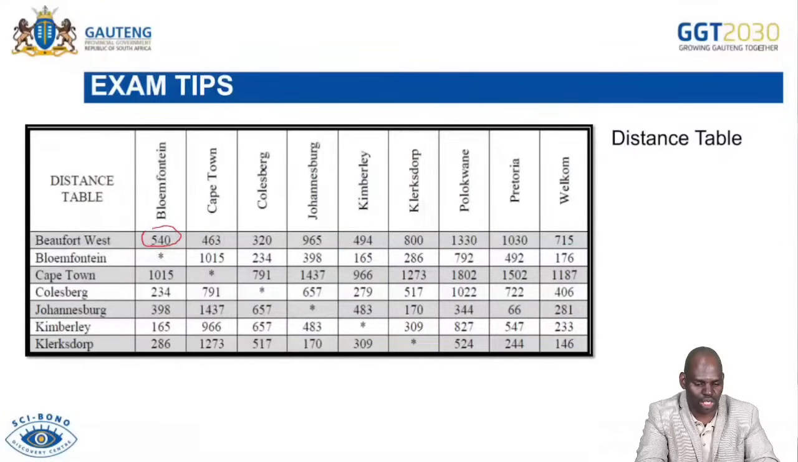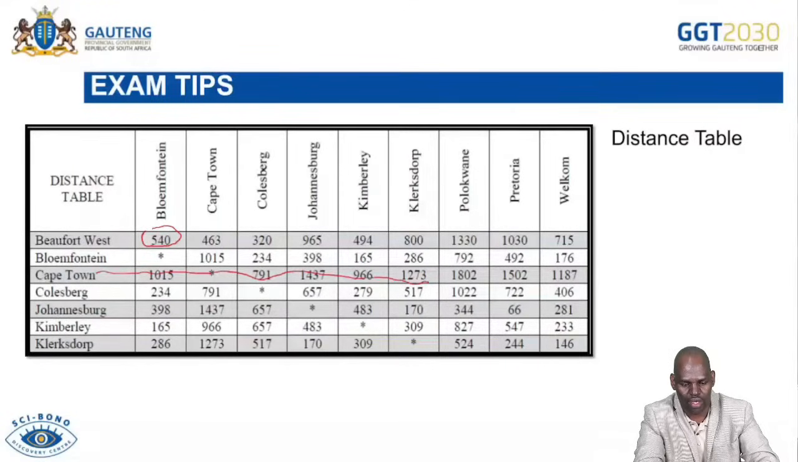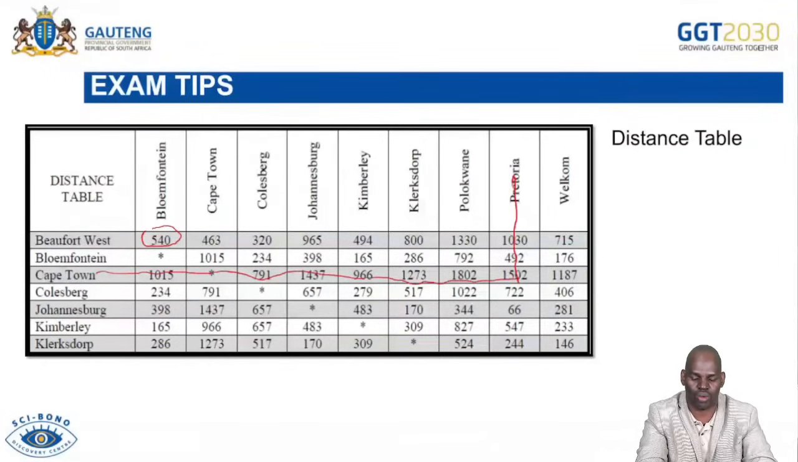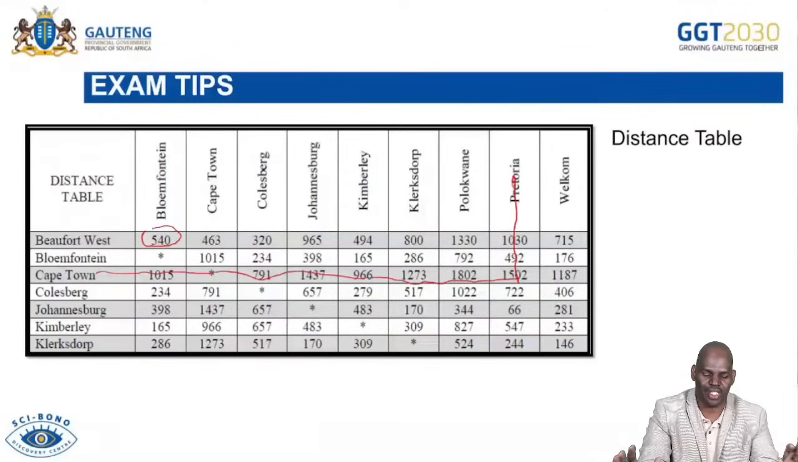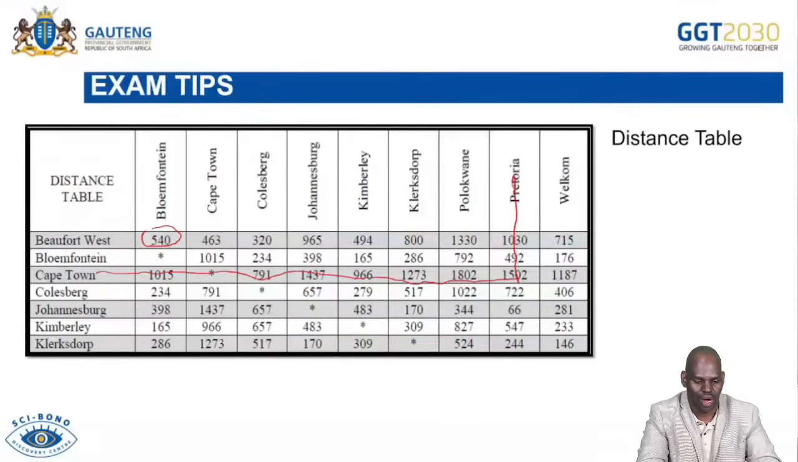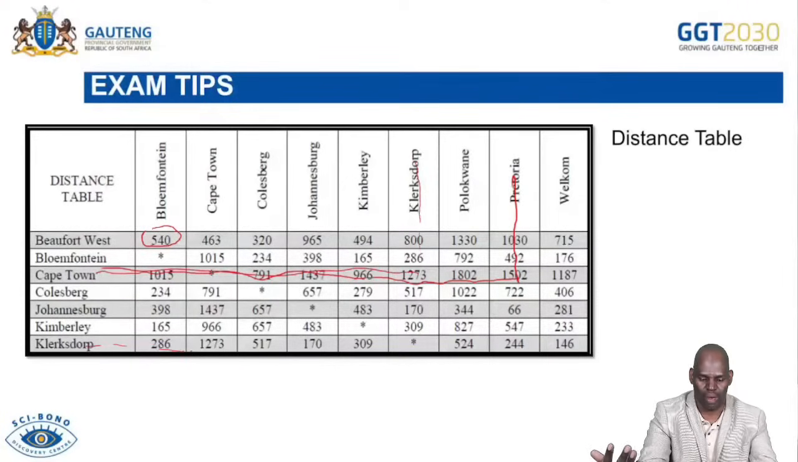Then if you want the distance between Cape Town and Pretoria, you see there is 1,502. You can find a distance between any two places that are indicated. If you want Klerksdorp and Cape Town, it is 1,273. Even if you read it from this side, Klerksdorp and Cape Town, there is still 1,273. You can't have different values because it is the distance between the very same two places.